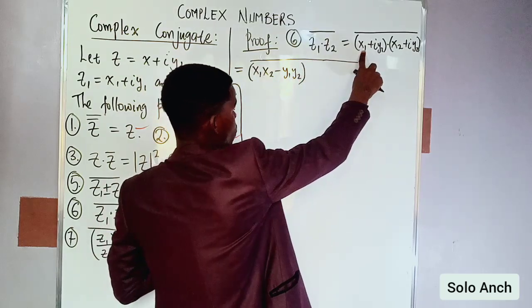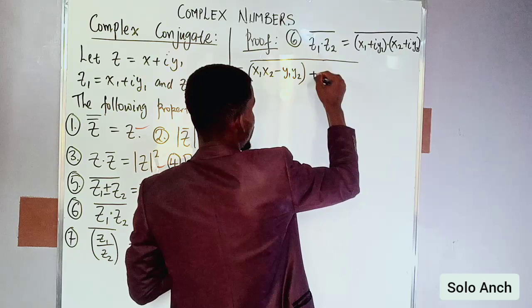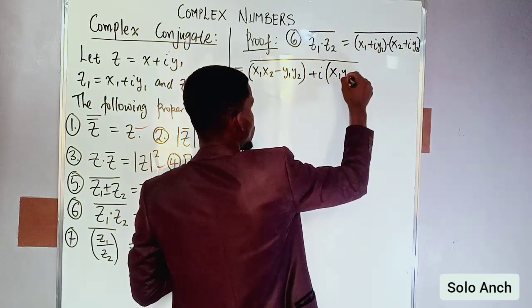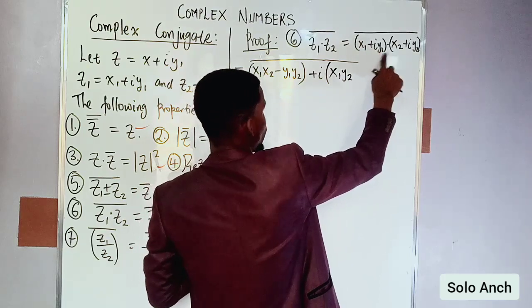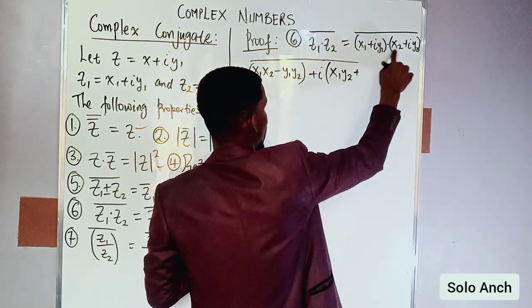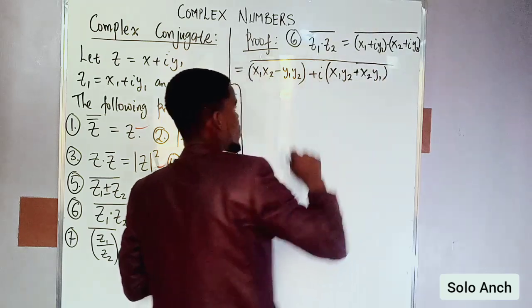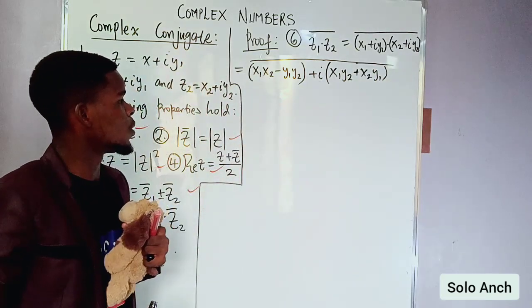Then the next thing is to multiply x1 with this term. Well, the i will be out, and you're going to see x1 times this term will be x1 y2. Then iy1 times this term will be plus x2 y1. This x2 y1, and the i is taken common. That's it. Okay, great. Now let's see what we have.